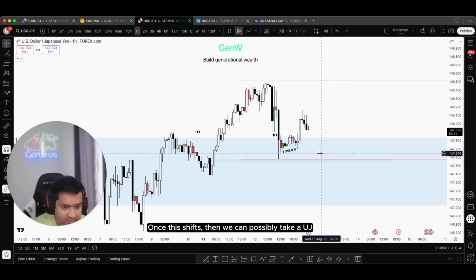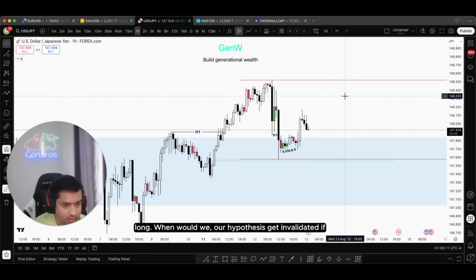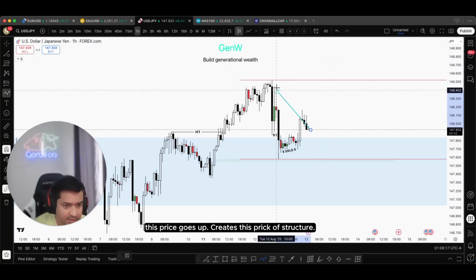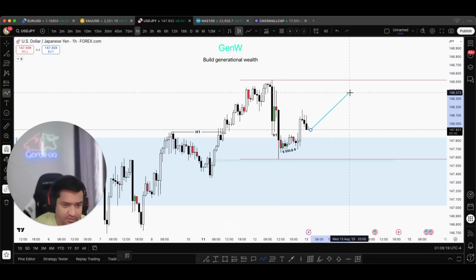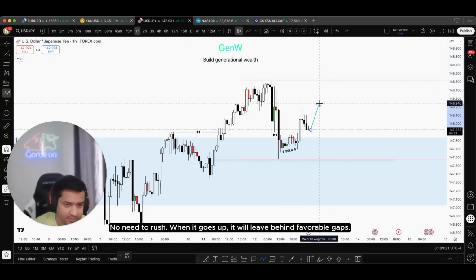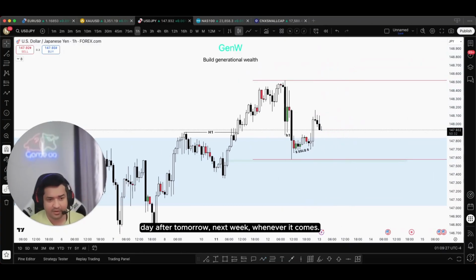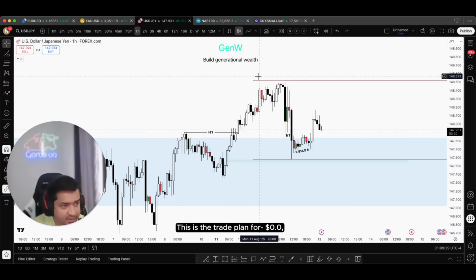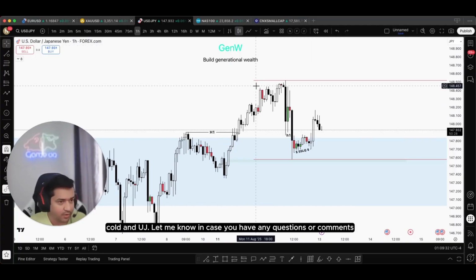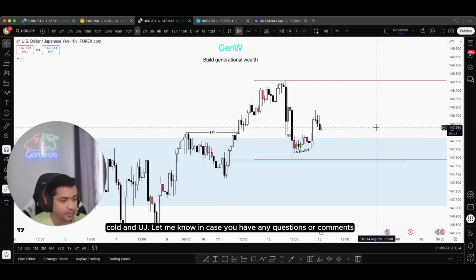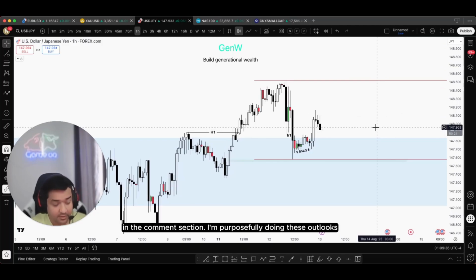Wait for a UJ short to target this SSLQ. Once this shifts, then we can possibly take a UJ long. When would our hypothesis get invalidated? If this price goes up, creates this break of structure, no need to rush. When it goes up, it will leave behind fair value gaps. Then we can look for taking a trade tomorrow, day after tomorrow, next week, whenever it comes. This is the trade plan for euro dollar, gold and UJ.